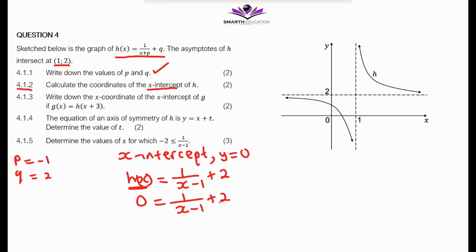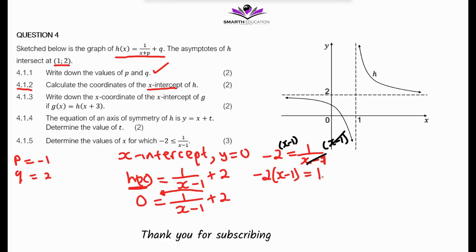Alright, we can subtract 2 from both sides of the equation. We'll just transpose. Bring 2 this side, becomes -2 is equal to 1 over x minus 1. And then we multiply by x minus 1 on both sides of the equation to become -2 times x minus 1 is equal to 1. Because if you say times x minus 1 here, then times x minus 1 there, x minus 1 divided by x minus 1, so we remain with 1 there.